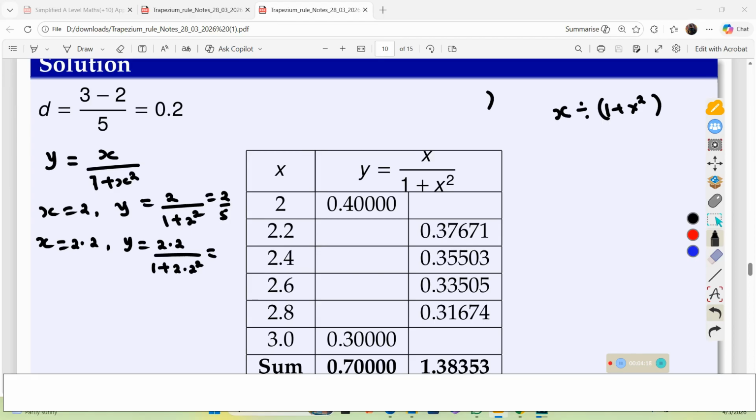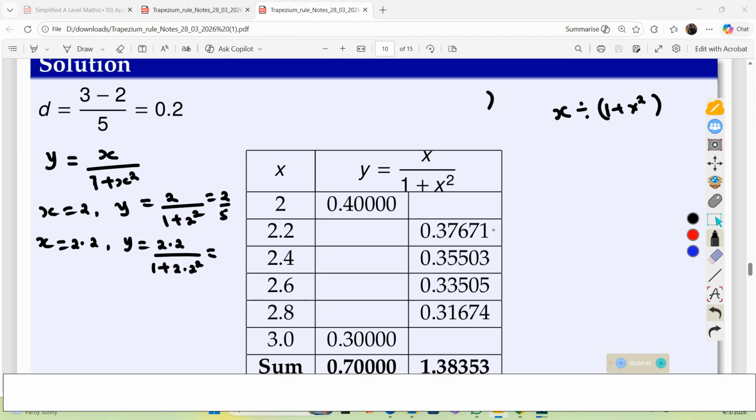So we have put the first, and let us get the last, which is x equals 3. Now we put 3, so it will give you 0.3. Then we can add the zeros to make it 5 decimal places. So the first and the last are obtained. Now we get the middle ones. So the middle ones, we have 2.2. So again, put your x as 2.2. When you put 2.2, it will give you 0.37671 23.